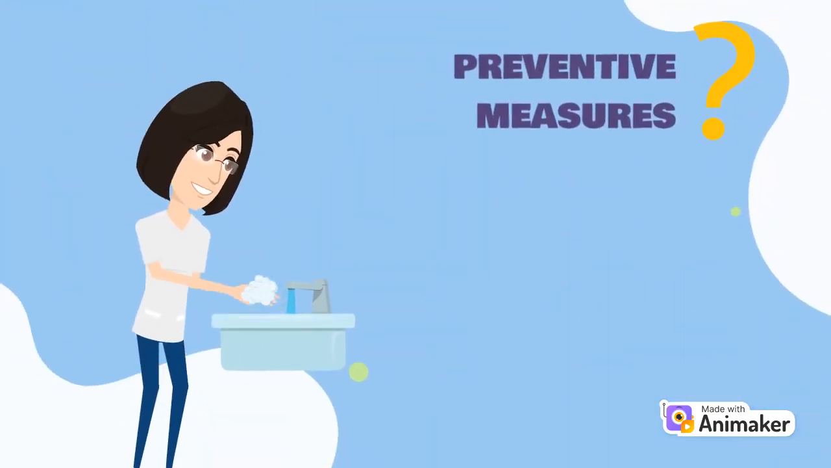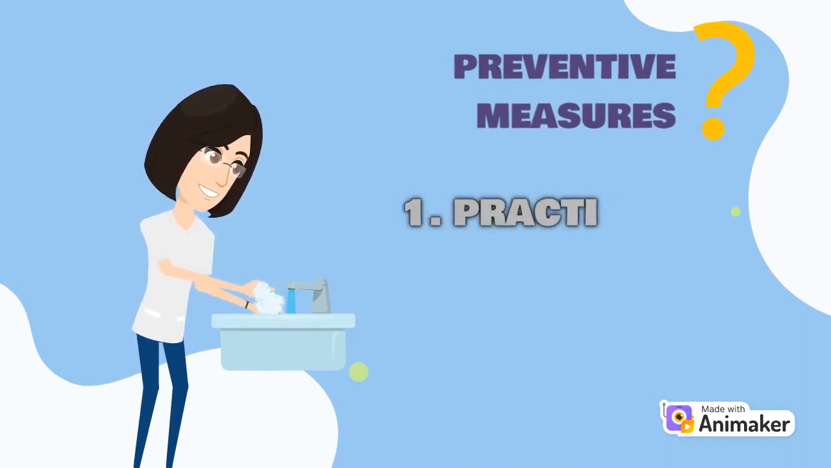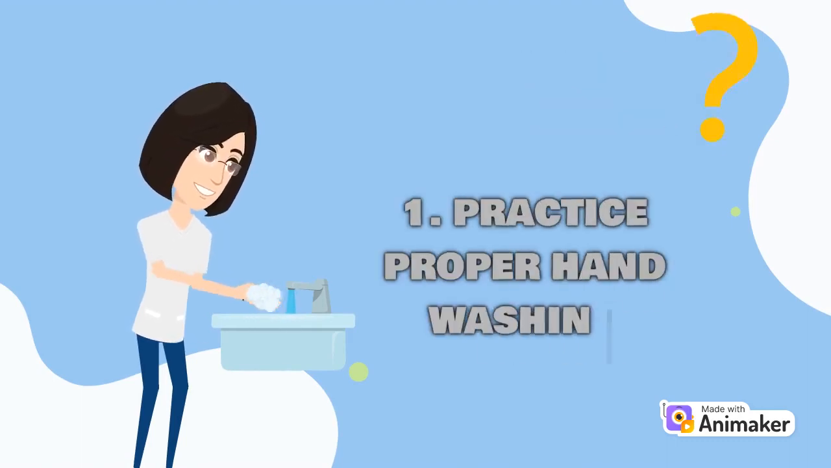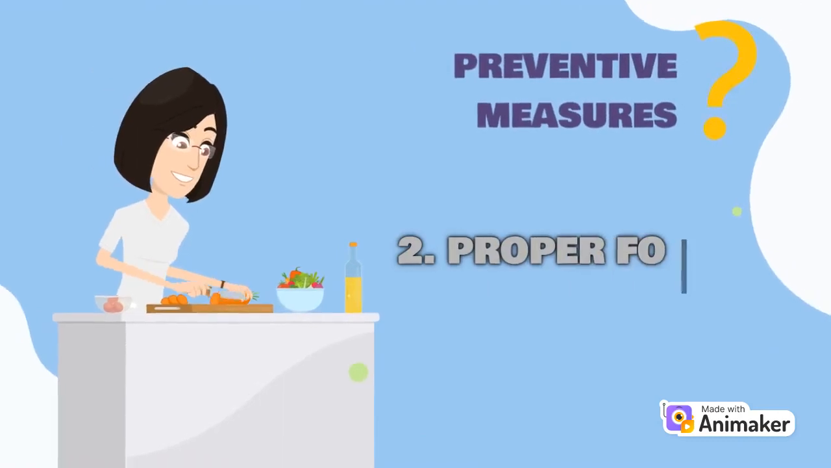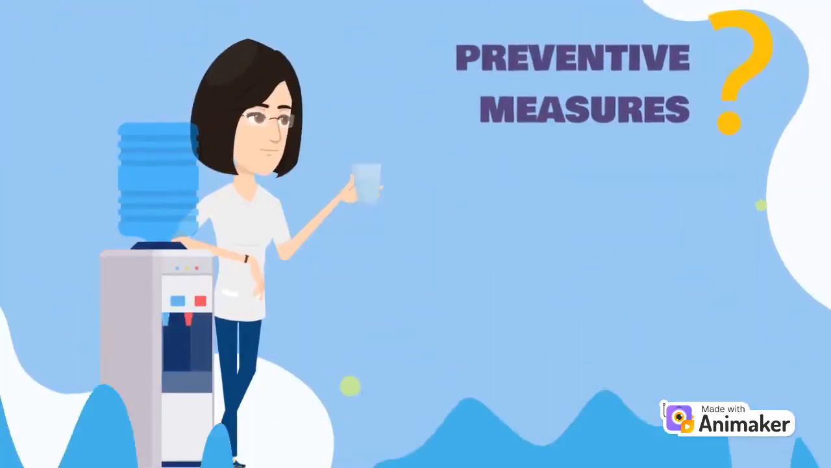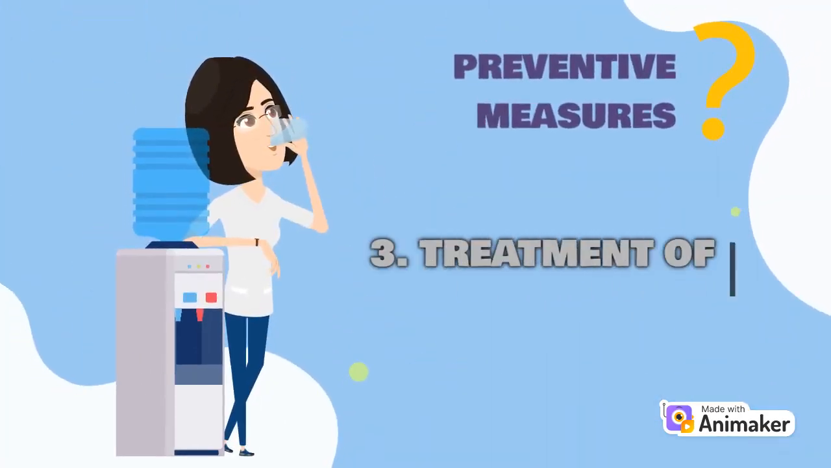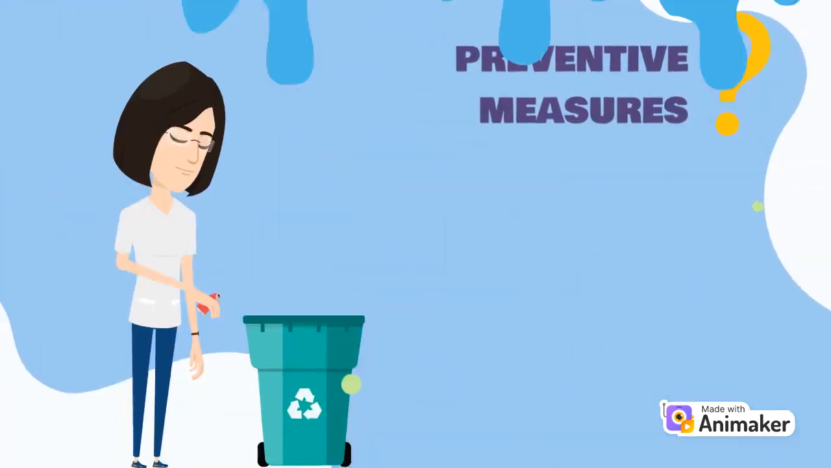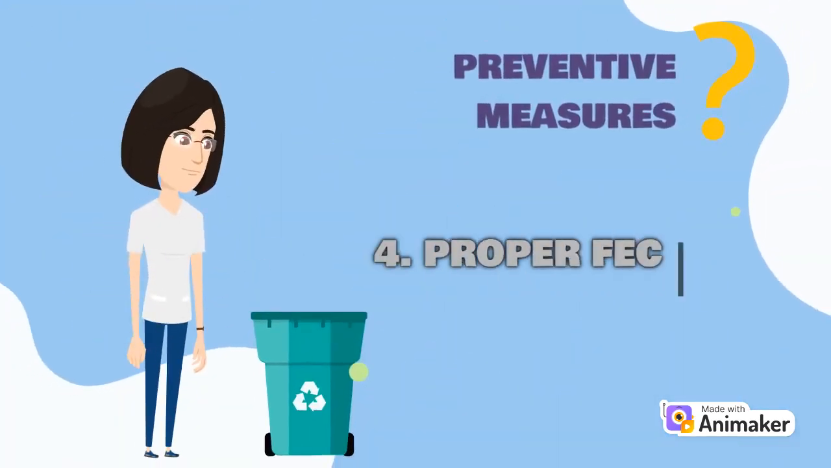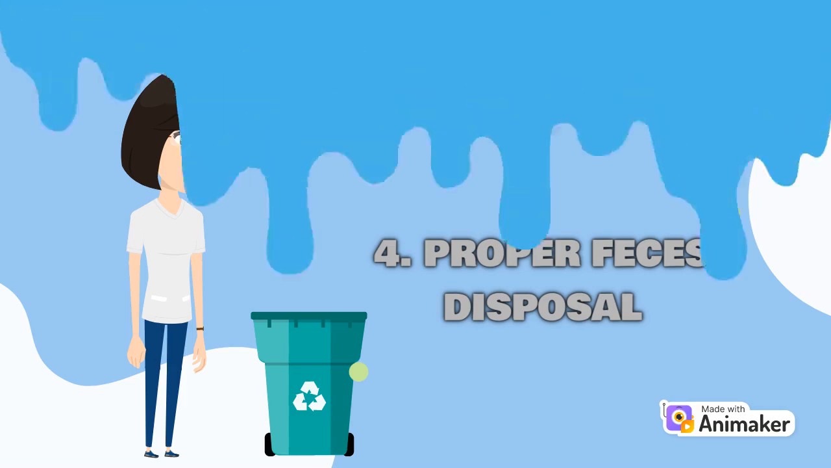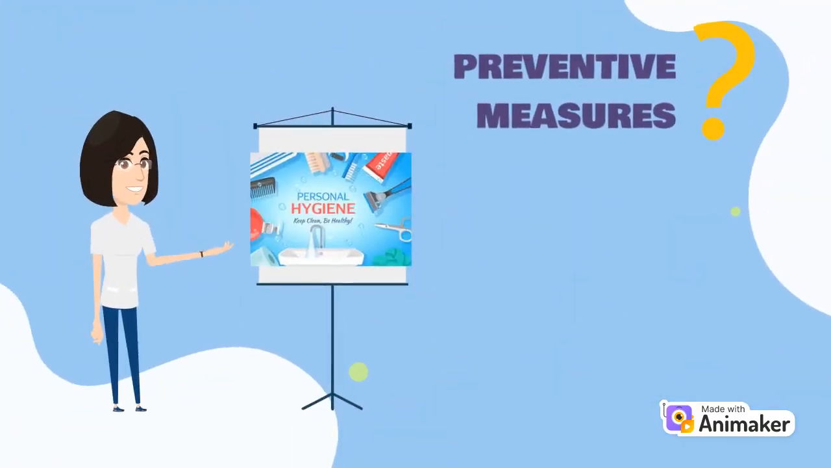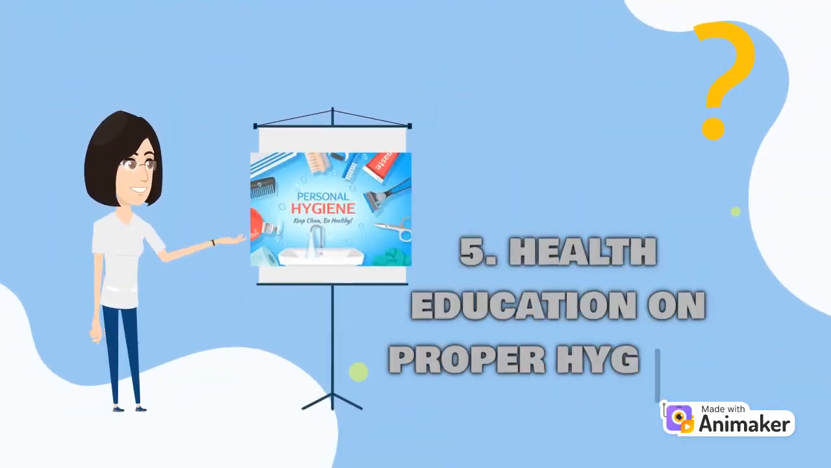For the preventive measures, first, practice proper hand washing. Second, proper food handling. Third, treatment of community water. Fourth, proper feces disposal. And fifth, health education and proper hygiene.